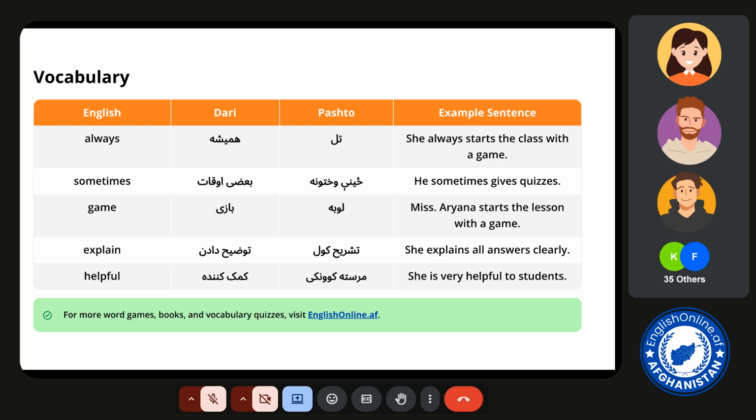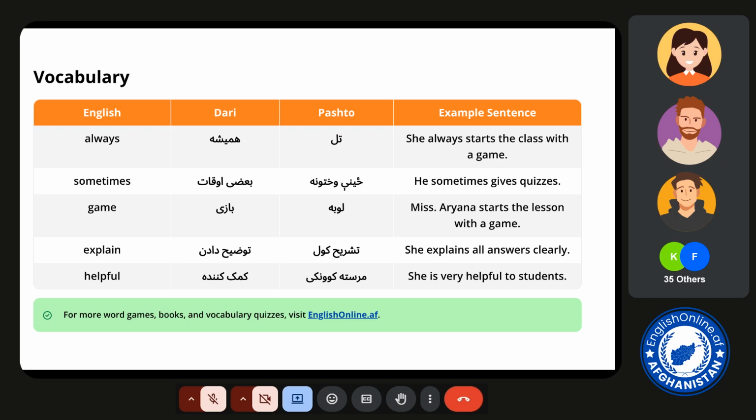So I'm going to read the words and translate them for you. Always means always. She always starts the class with a game. Sometimes means sometimes. He sometimes gives quizzes. Game means game. Miss Aryana starts the lesson with a game.